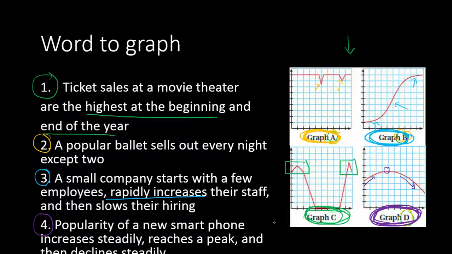A way to practice this as you're going through your checkpoint or exam or anything like that, I would even suggest covering up the graphs and just drawing what you think it might look like. So for example, if you looked at number 4 and you drew a graph that increased steadily, reached a peak, and then declined steadily, you probably would have ended up with something similar to graph D, right? Maybe not exactly, but you would have been able to match the images to one another. So that's another technique you can use when solving these matching problems.